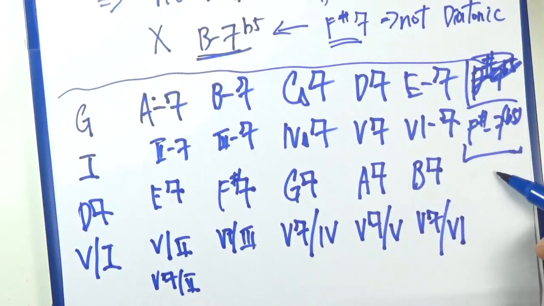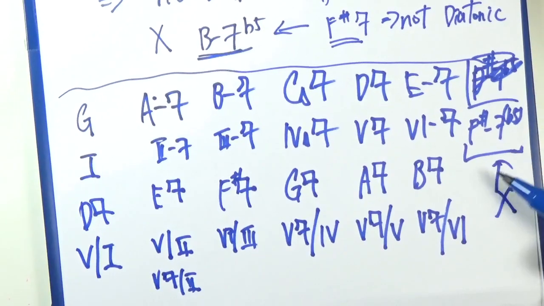All right, and then you don't have a secondary dominant for the 7 chord, minor 7 flat 5, which is F sharp minor 7 flat 5. So that's it. That's the secondary dominant chords in major keys. And I will see you in the next video where we talk about secondary dominants in a minor key chord progression. All right, so see you there.